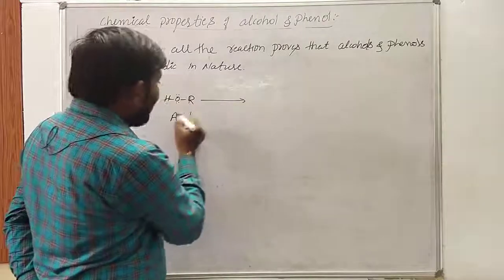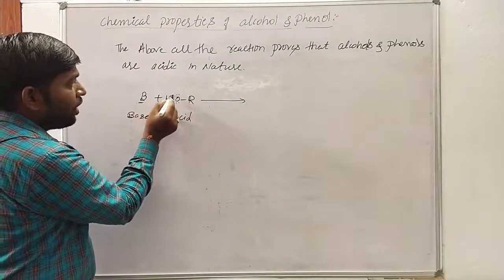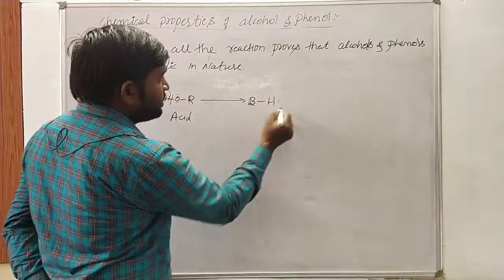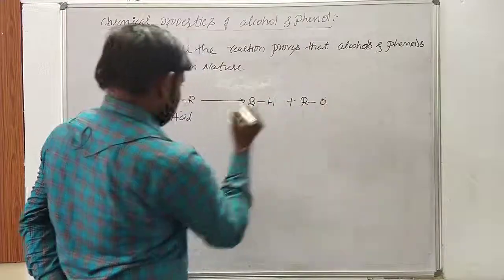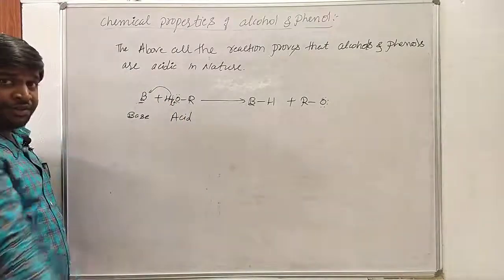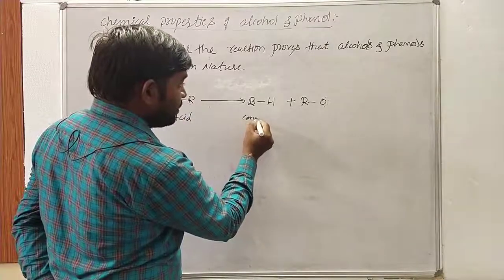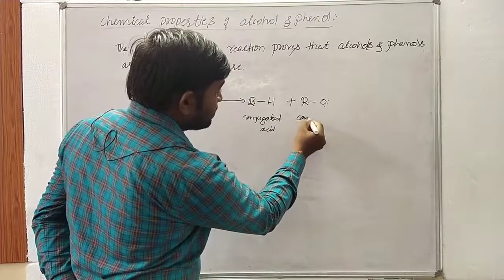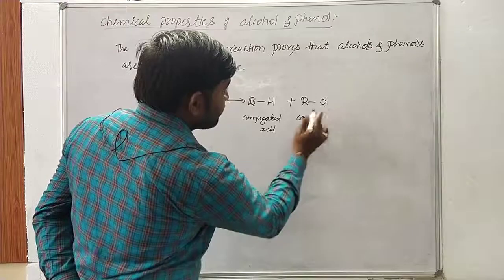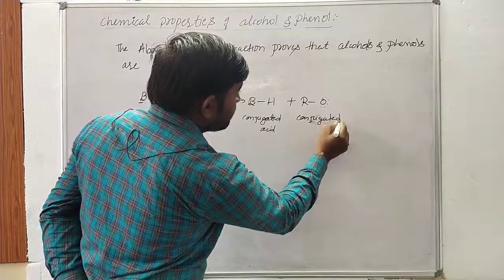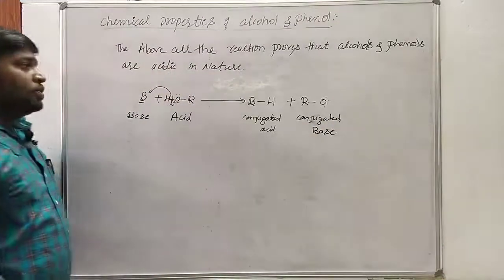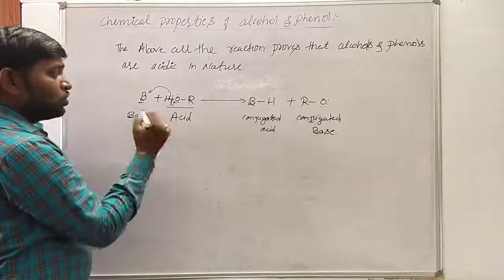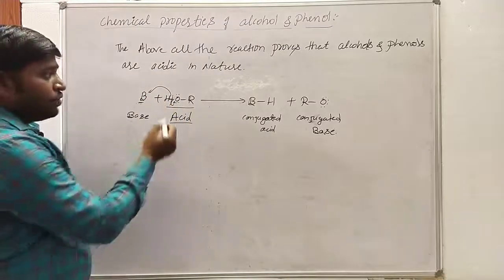When acid and base react, this base has a tendency to accept one proton by cleavage of the OH bond. This hydrogen will be substituted to this B, so this becomes BH+, and the remaining is alkoxide. The lone pair of electrons will shift over again on the oxygen atom itself. So this becomes the conjugate acid, and this becomes the conjugate base. Here we confirm that all the alcohols react with base, leading to the formation of conjugate acid and conjugate base. So now we can confirm that alcohol acts as an acid, due to release of H+ ion.